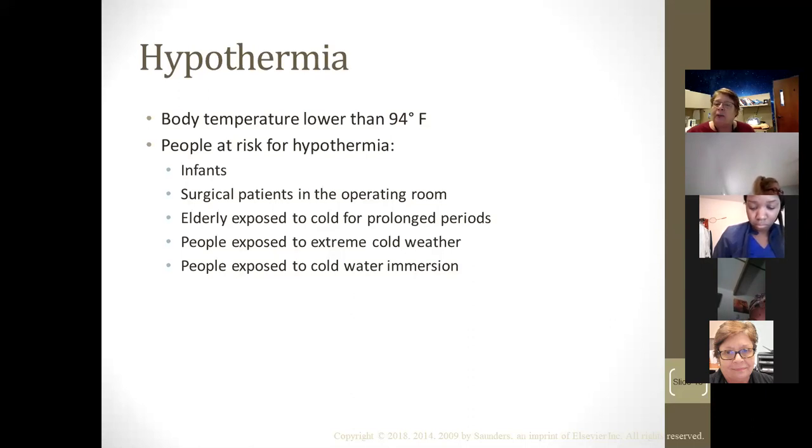Surgical patients in the operating room because it gets really cold in there. Elderly who are exposed to cold for long periods of time. And when you're thinking this, think of somebody who wanders outside in the middle of winter, not dressed properly, okay? This is what usually gets them in trouble, is the cold. People exposed to extreme cold weather and those exposed to cold water immersions. Okay? So those are the people who are at risk for hypothermia.